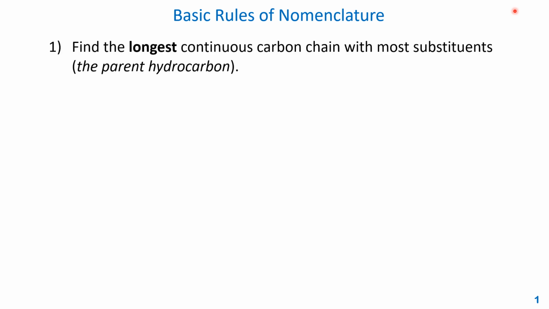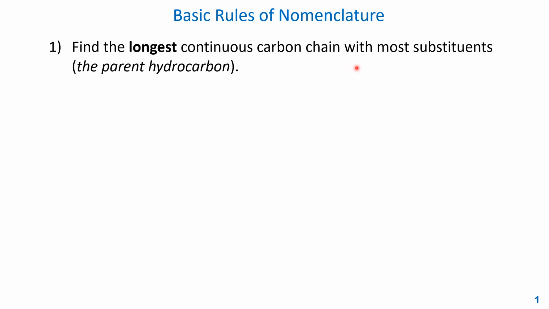Based on IUPAC, first, for an organic compound, we need to find the longest continuous carbon chain with the most substituents. That is the parent hydrocarbon, or sometimes just the parent alkane. Based on the number of carbons, we will have different prefixes. I will tell you more about that in the next slides.